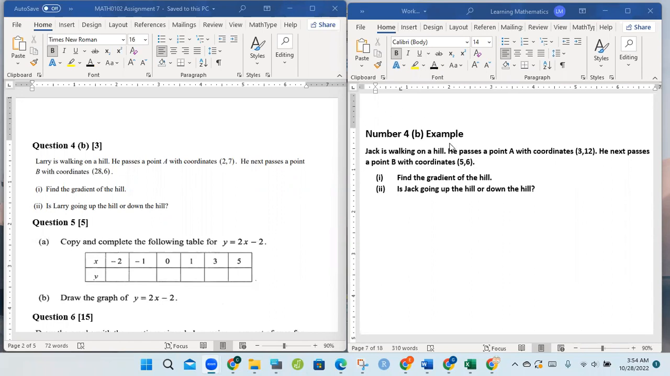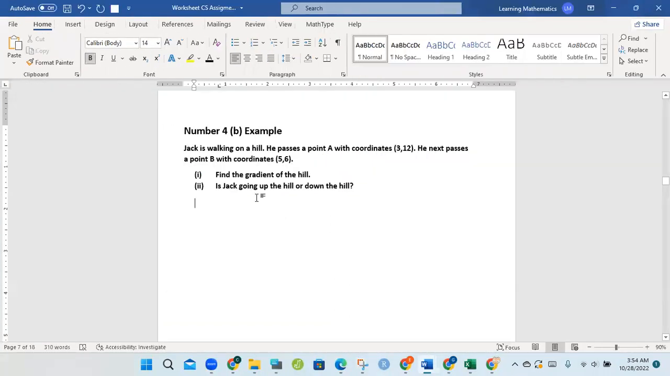So this is an example similar to question 4B in the assignment. We're going to solve it, and then you're going to apply the knowledge here towards this assignment question. So for part 1, it's asking for the gradient. So let's apply the solution.